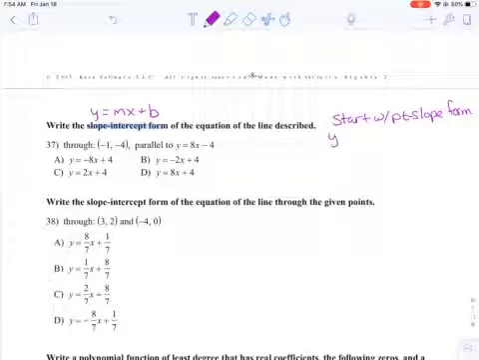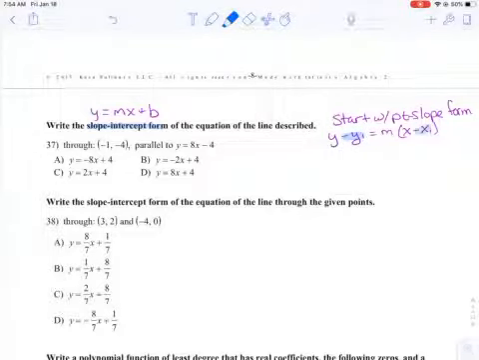So usually you start with point slope form. So you start with this, y, and then, okay, where these are the points, you take the opposite of the y, you take the opposite of the x, and then there's your slope. So let's go find those, okay?